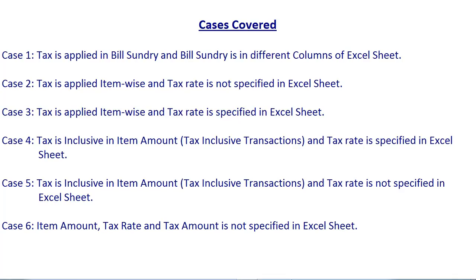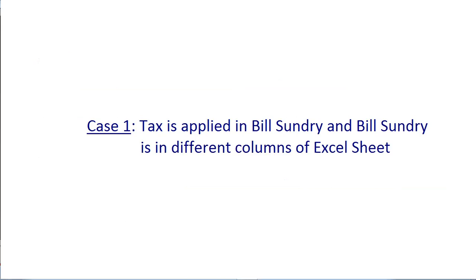Case 6, item amount, tax rate and tax amount are not at all specified in Excel sheet. They will be picked from item master and will be calculated automatically. Now we'll discuss our first case, case 1, that is, bill sundry is in different columns of Excel sheet.